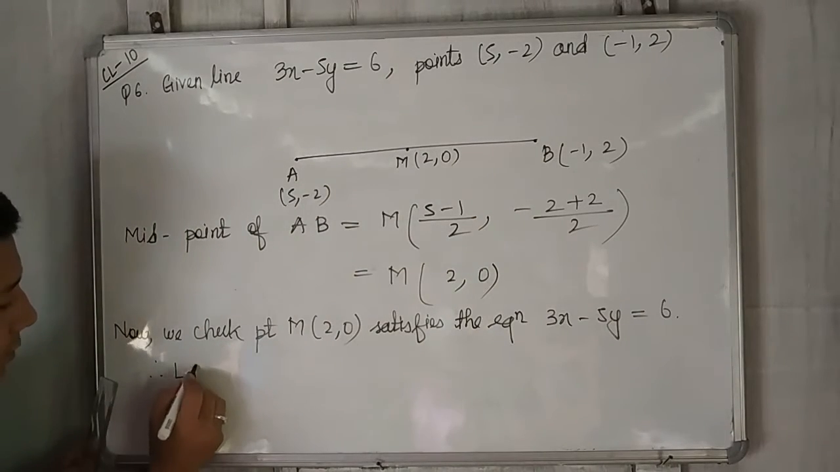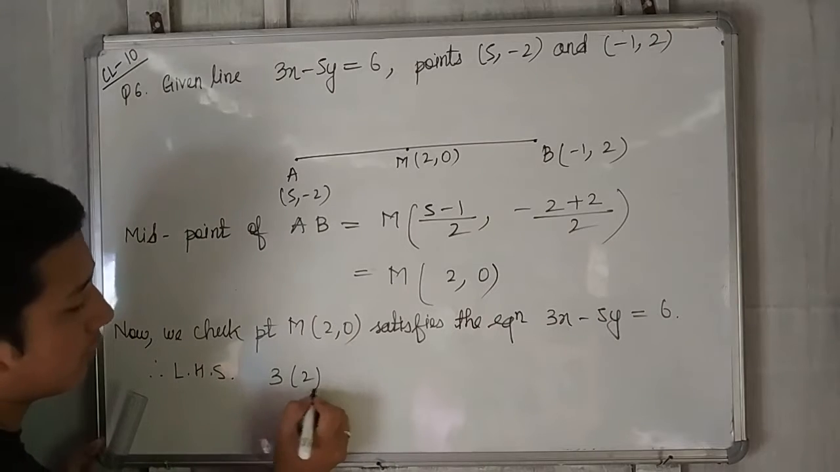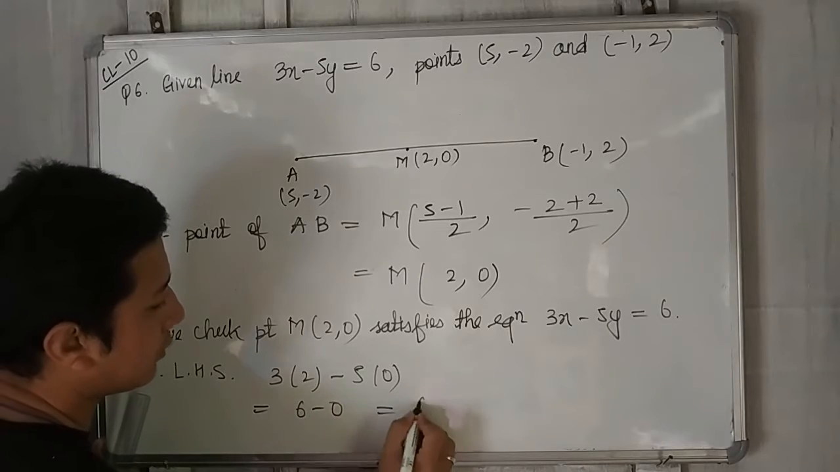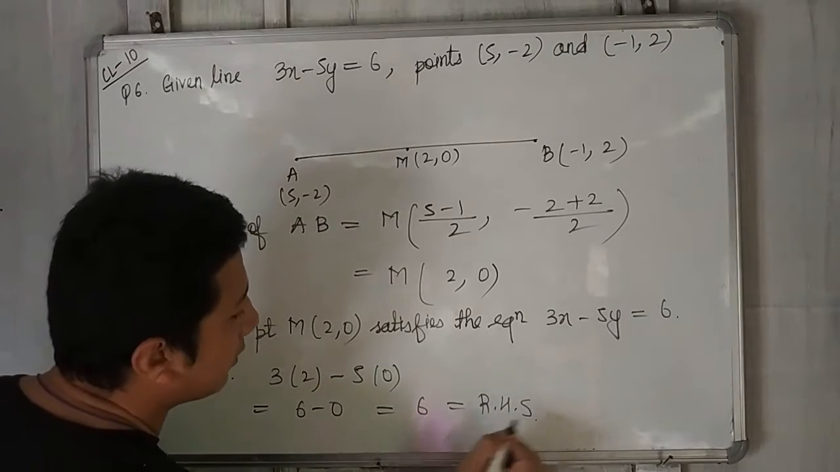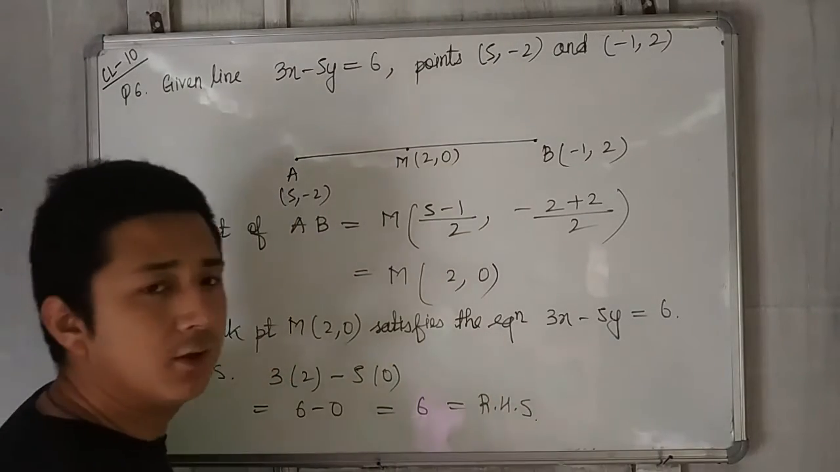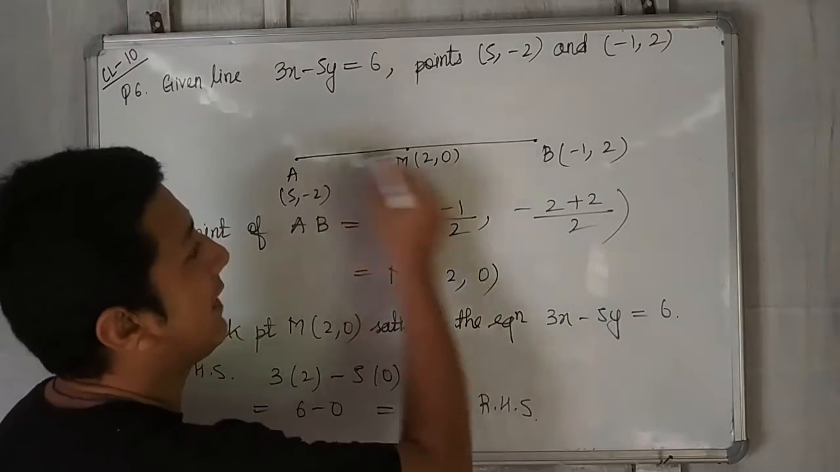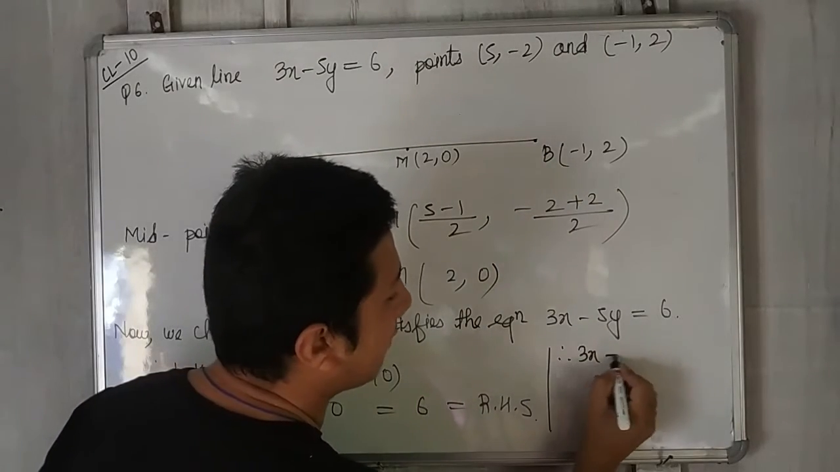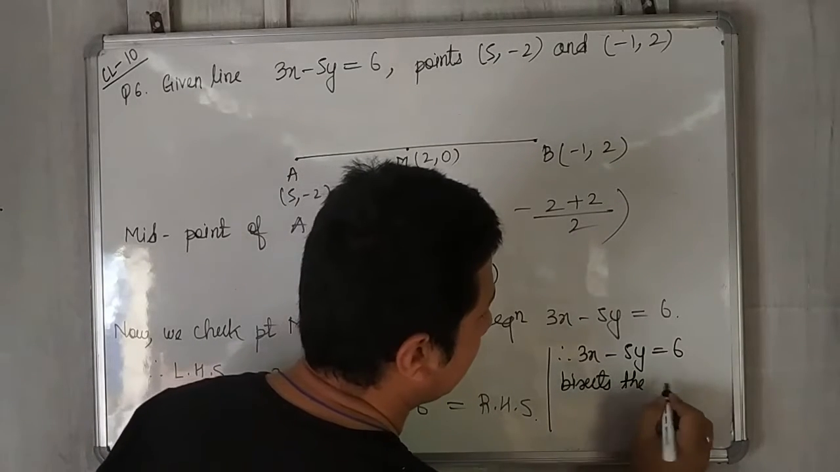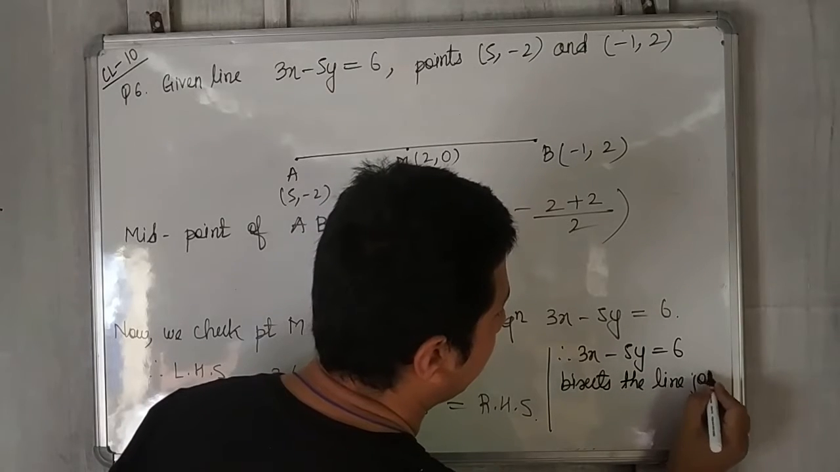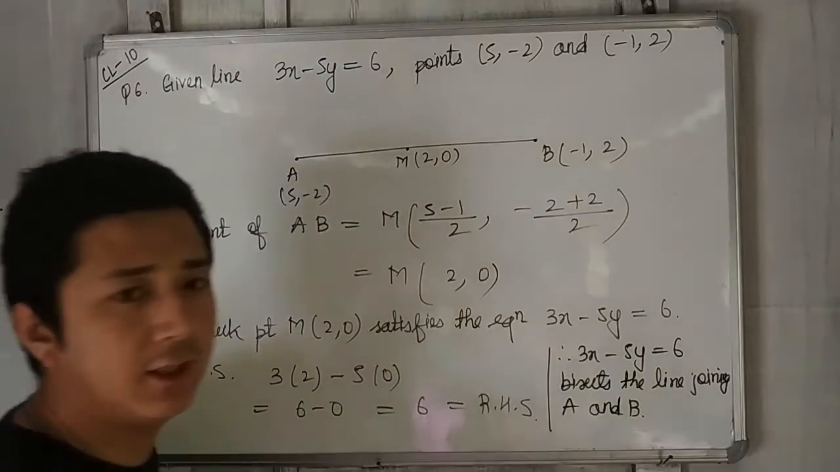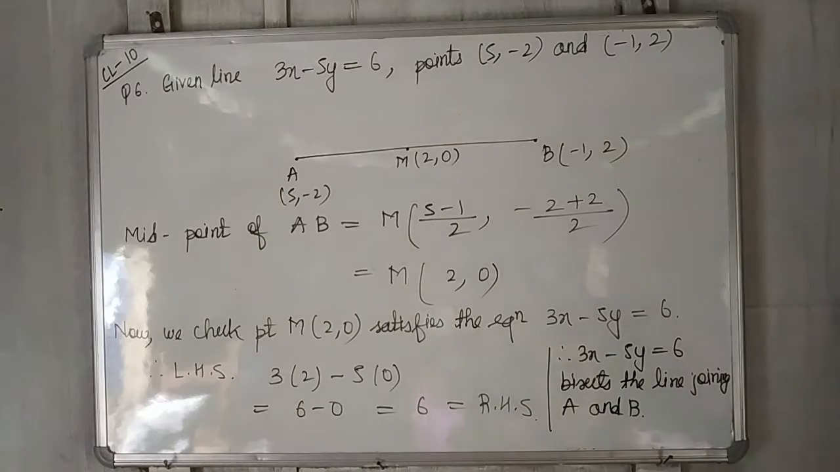Okay, so therefore LHS is 3 into 2 minus 5 into 0, that is 6 minus 0, which is equal to 6, which is my RHS. So what we can conclude out here, since this point satisfies this equation, it means that this equation bisects this line. Therefore 3x minus 5y is equal to 6 bisects the line joining A and B. Okay, verified. So please pause the video and note it down.